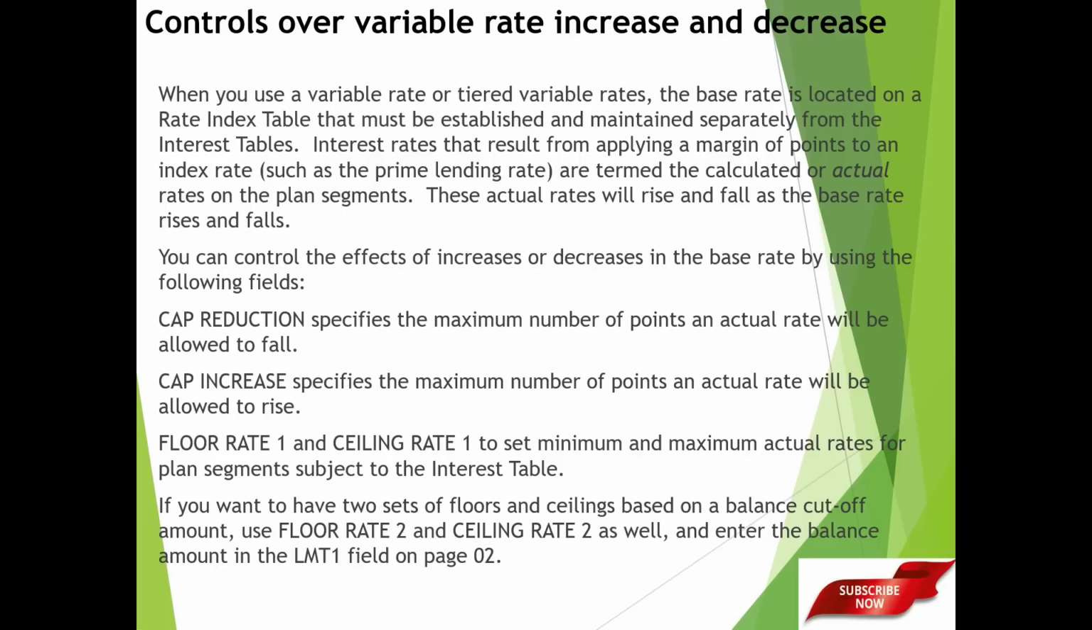You can control the effects of increases or decreases in the base rate by using the following fields. Cap reduction specifies the maximum number of points an actual rate will be allowed to fall. Cap increases specifies the maximum number of points an actual rate will be allowed to rise. Floor rate 1 and ceiling rate 1 set minimum and maximum actual rates for plan segments subject to the interest table. If you want two sets of floor and ceiling based on a balance cutoff amount, use floor rate 2 and ceiling rate 2 as well and enter the balance amount in the LMT1 field on page 02.